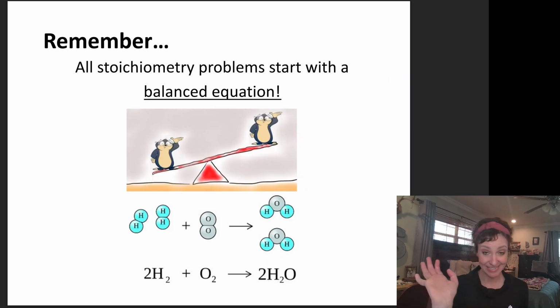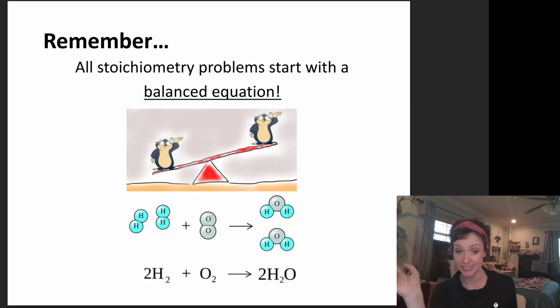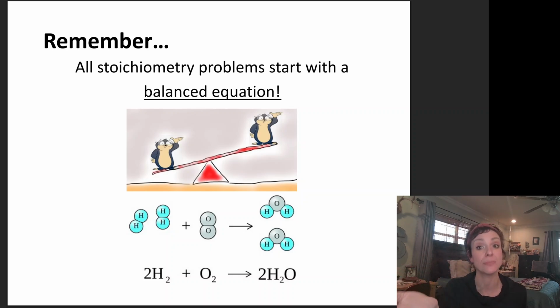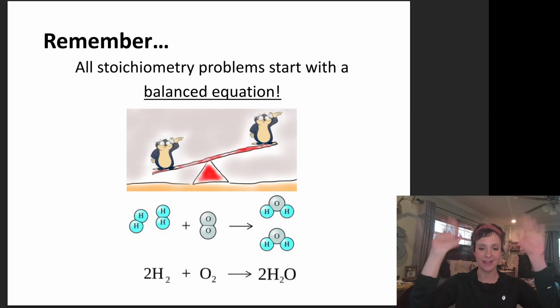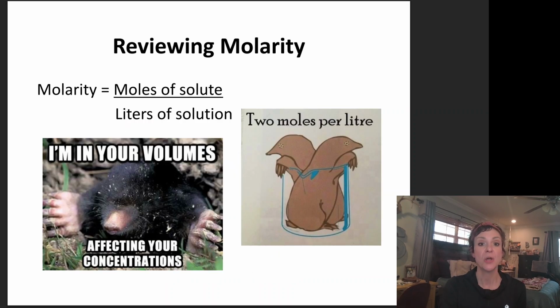Regardless of what type of stoichiometry you're doing, gas, solutions, acids, and bases, all stoichiometry problems start with a balanced equation. We need those coefficients from the balanced chemical equation to be used with a mole ratio. We've learned recently this concept of molarity, which is a way to express how concentrated a solution is, meaning how many moles of solute particles you have in a certain volume or liter of solution.